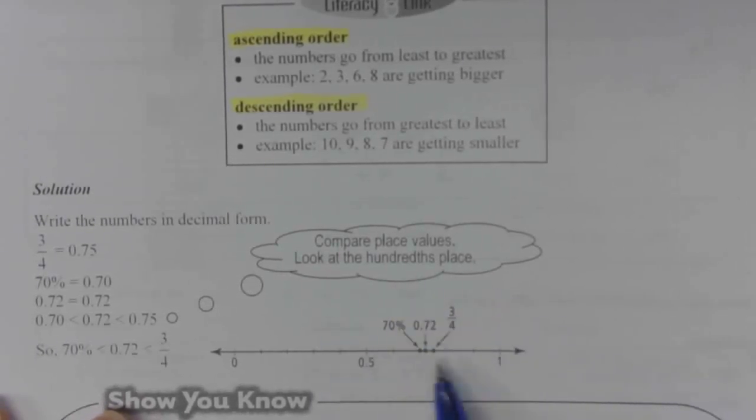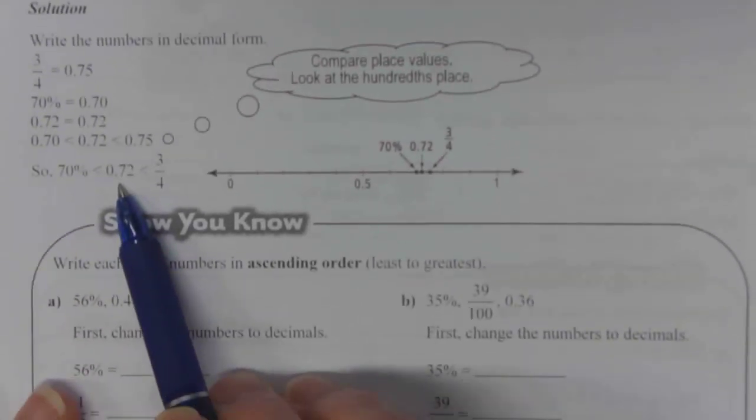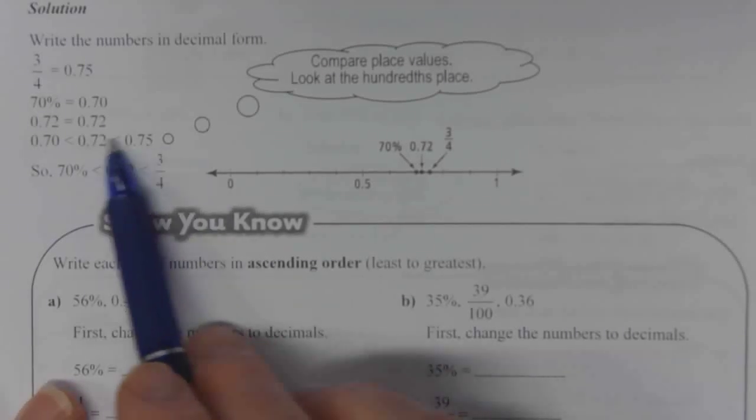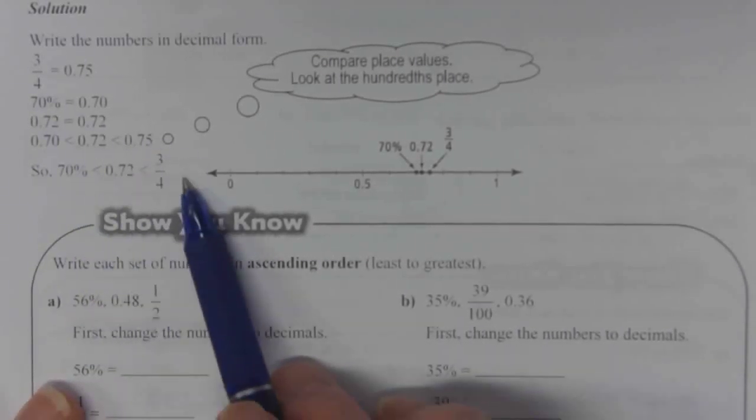So if you compare them on a number line, you'll be able to see which one is which. And if you're going ascending, you can start and go this way to get bigger, or descending, you start on this end and go smaller. So to rewrite your final list, you will say that 70% is smaller than 0.72, and 0.72 is smaller than 3/4. That's the format you want to write your answer in.